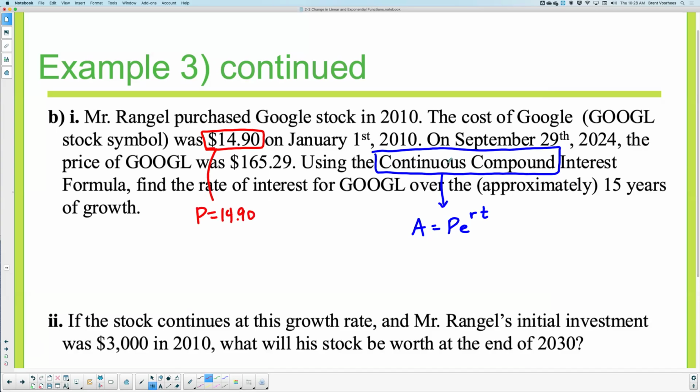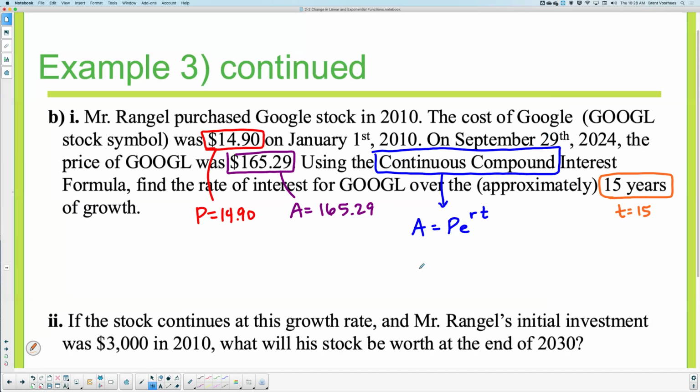Okay? The next value I see that matters is not the date. The next thing that matters is this 165.29. What is that? The final. That's the final amount, 165.29. Now we're supposed to find the rate of interest. So what are we finding? What's going to be our variable? The R. That means I still need to have T. Oh, there it is. T is 15 years. And they just say approximately, which means we can just round it to 15. We don't have to do the exact.